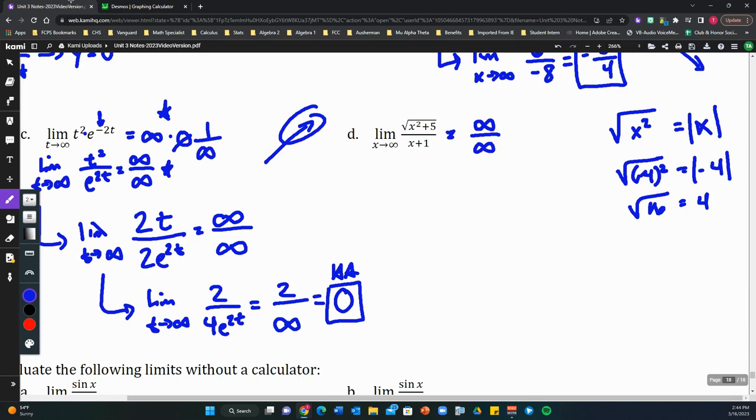So surprise, surprise, L'Hopital's. Now, this is where it's going to get a little tricky. So I don't even know what that says. That is really bad.